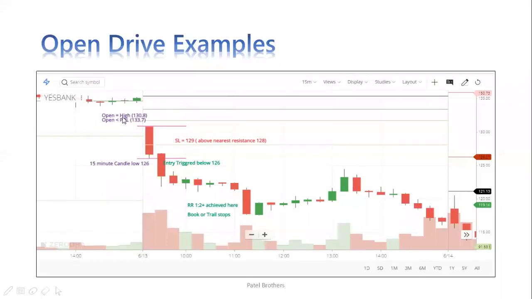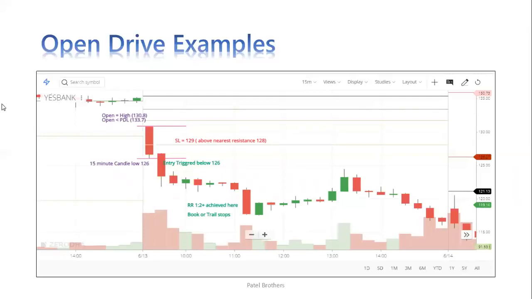So open is equal to high was 130.8, and open was below the previous day low. The previous day low was 133.7, which means a clear gap down of 3%. And after the clear gap down of 3%, it is opening below the 52-week low as well. And from there, selling pressure is continuous from the first tick itself, which means it is showing weakness.